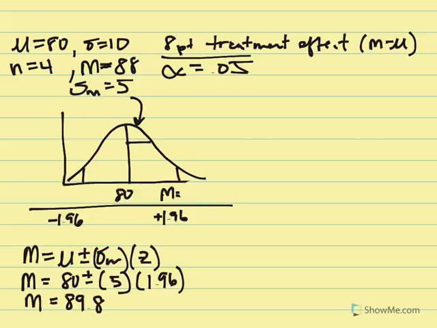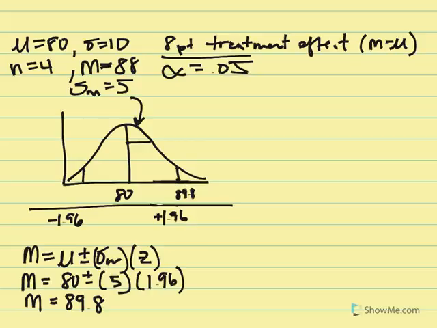So we can put that in here now. 89.8. In other words, given treatment, the sample mean should be greater than 89.8 to be in the critical region, enabling us to reject the null hypothesis. So that's the first step. Again, ultimately what we want to do is calculate the power, the probability of accurately rejecting the null hypothesis.